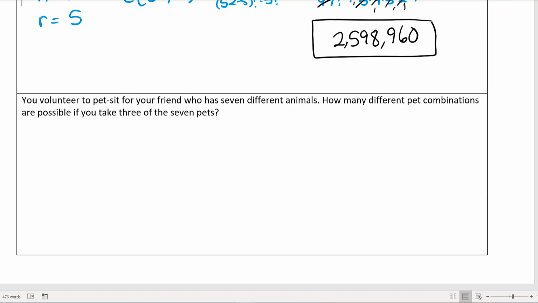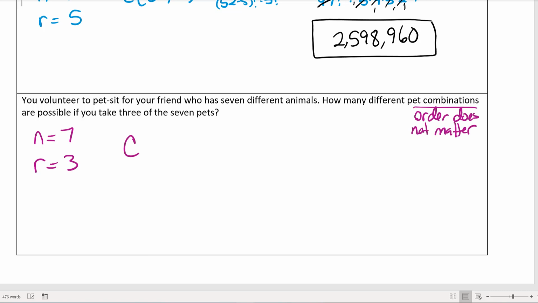Our next example, you volunteer to pet sit for your friend who has 7 different animals. How many different pet combinations are possible if you are able to take 3 of her 7 pets? So we have n equaling 7, r equals 3, and does the order in which you take the pets into your home matter? I don't really think so. If the animals are coming in your house, it doesn't really matter if the dog came in first and then the cat came in. You're watching the animals. So because we're talking about watching your animals, this order does not matter.